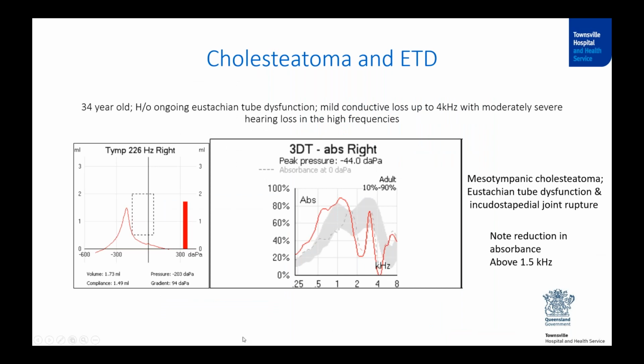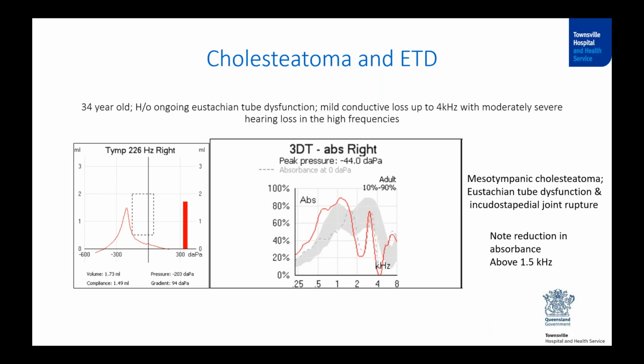Similarly, with this one, this patient had a C-type tympanogram. If you look at the tympanogram alone, it is a negative pressure of -203, so there's a eustachian tube dysfunction. And then when you do the absorbance, yes, there is an improved absorbance, there is a eustachian tube dysfunction, but there's a hugely reduced absorbance in the other frequencies beyond 1.5 kilohertz. And further investigations were done with this patient who had mesotympanic cholesteatoma along with eustachian tube dysfunction.